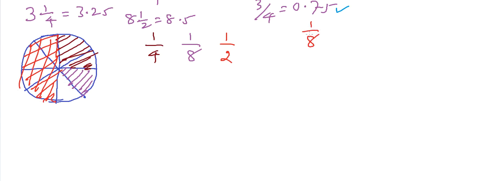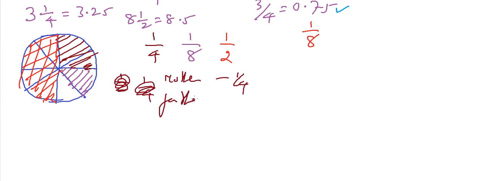Now let's see how to arrive at this. Suppose the question is like this: there's a cake, and the mother takes 1/4 of the cake, the father takes 1/8, and the kid takes 1 by 2. Find the portion of the cake remaining.